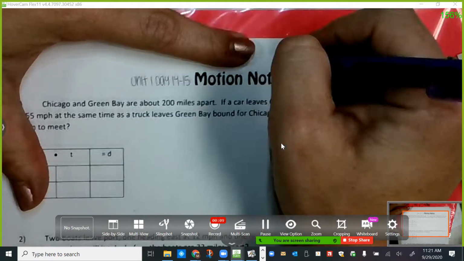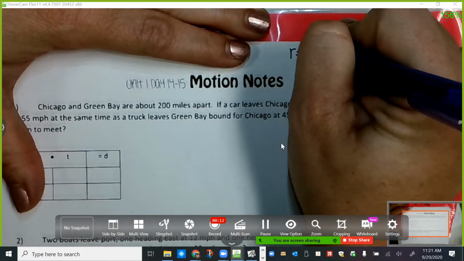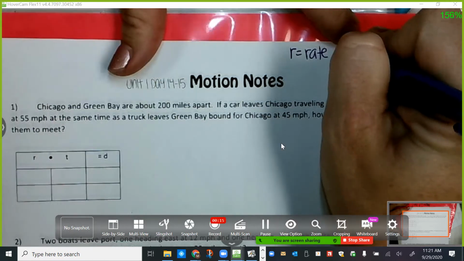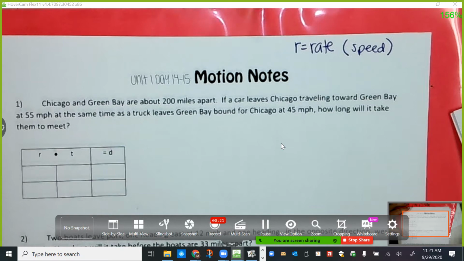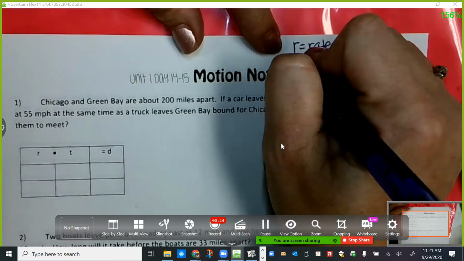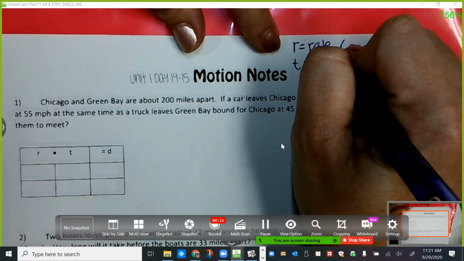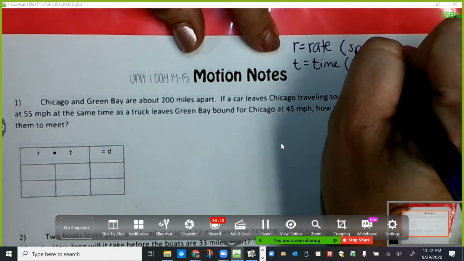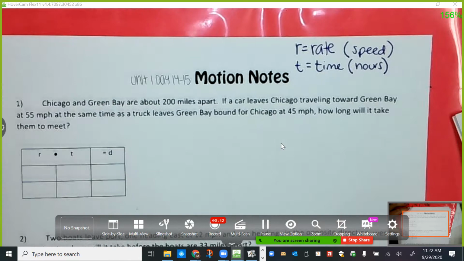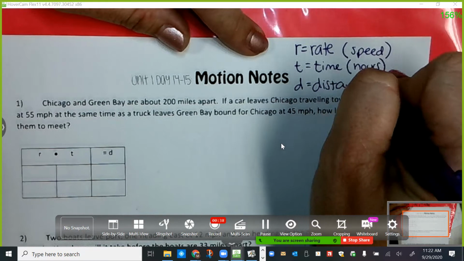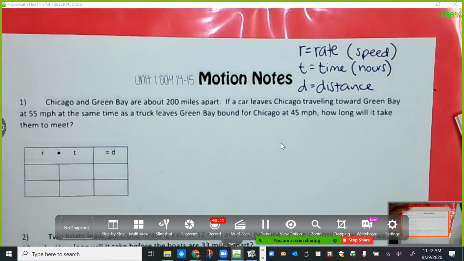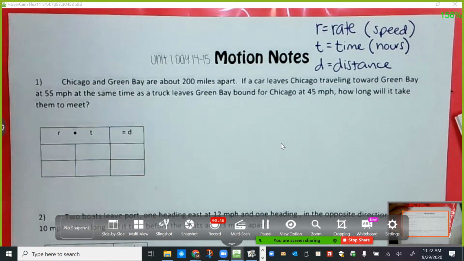So R is my rate. It's usually a speed of some sort. T is my time in hours. And D is my distance. Okay, so those are the things we need to know before we actually get started. Okay, so knowing that, we're going to start.